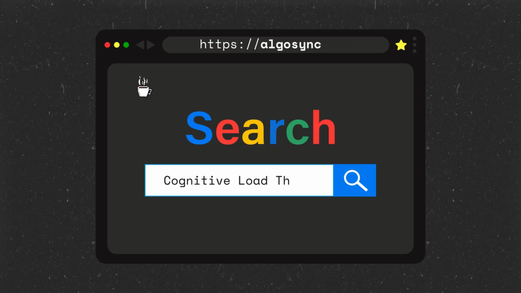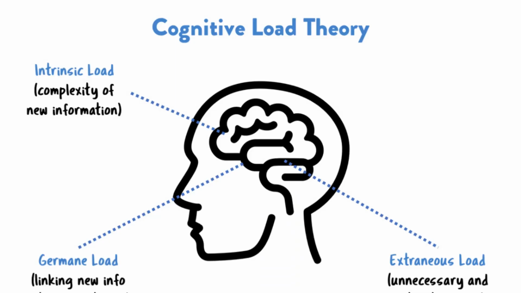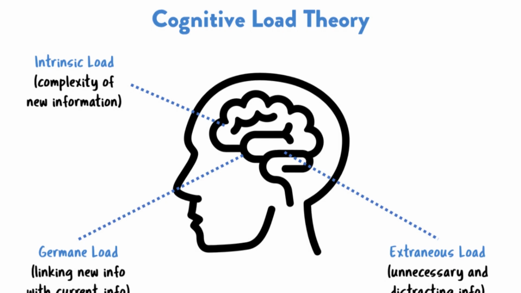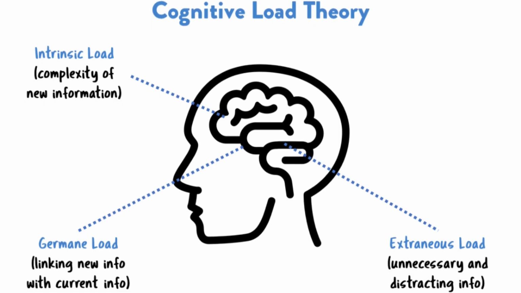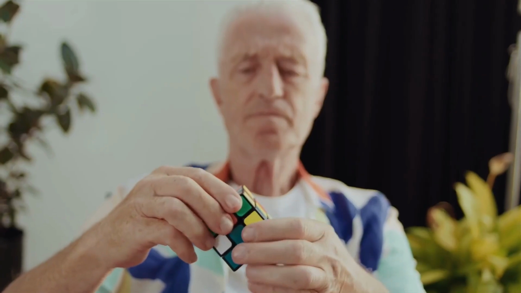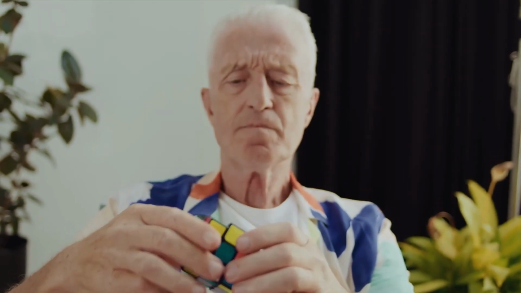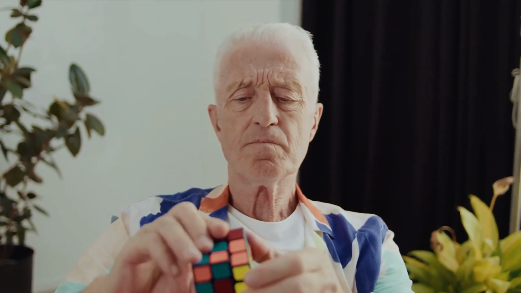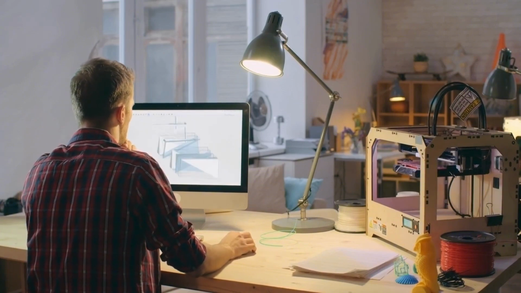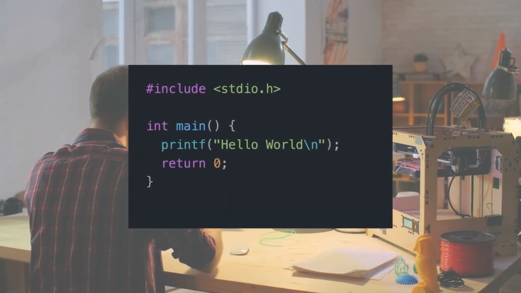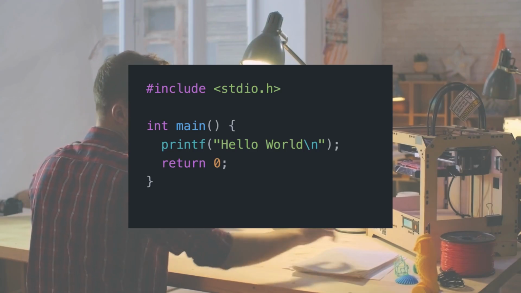What is cognitive load theory? Cognitive load theory is a framework from educational psychology developed by John Sweller. It suggests that the human brain has a limited amount of working memory available at any given time, and the way we design tasks, or in our case, code, should aim to reduce unnecessary mental effort.